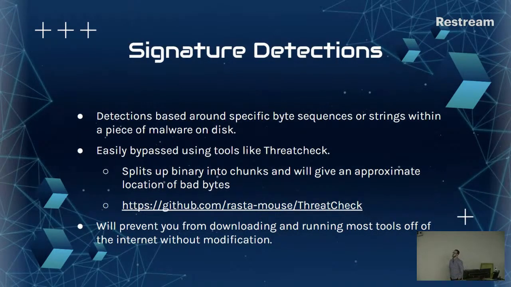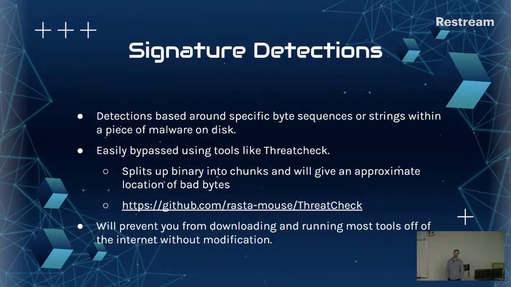So starting off with signature detections, these are based around specific sequences of bytes usually. So whenever you drop a new piece of malware or a new file on disk, your antivirus is going to look at it and basically chunk it up, looking for different strings that it knows are bad and that are associated with common malware. If it finds any of those strings, it's going to alert you, right?